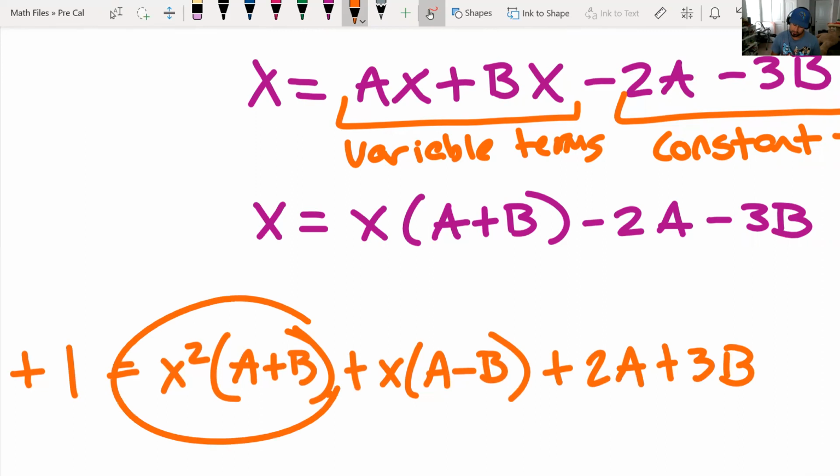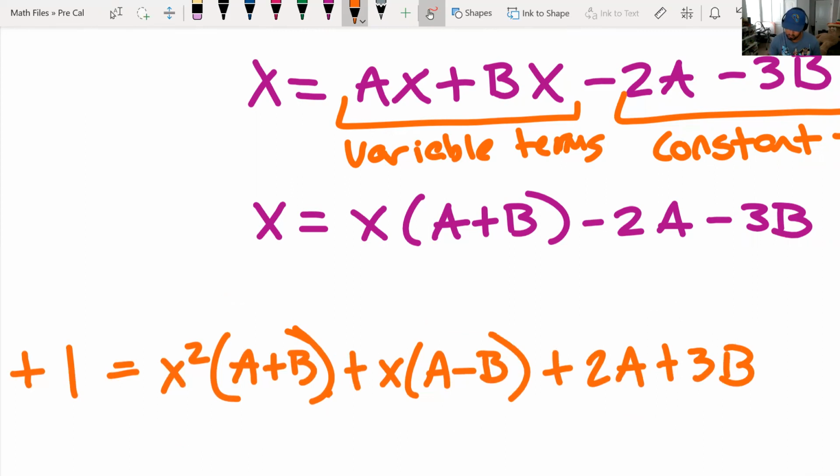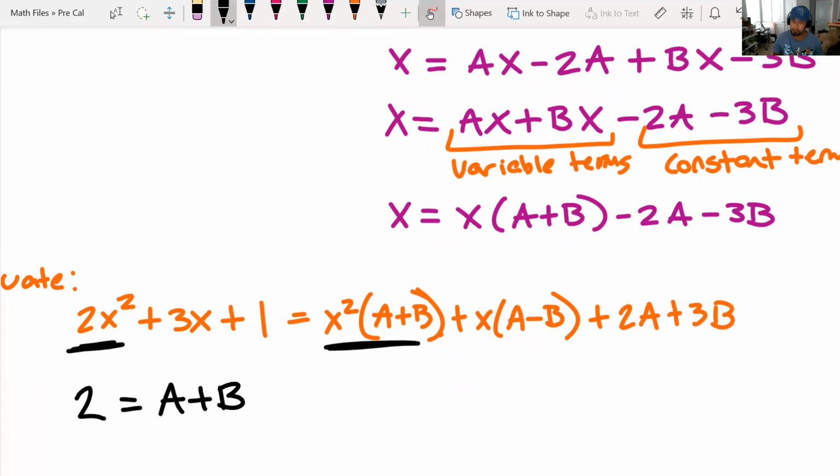So once again, you see that x squared and x are considered my variable terms, and 2a and 3b are considered my constant terms. Now to equate, you look at the left side of the equation and the right side of the equation and see what variables they have in common. So I see an x squared here, and I see an x squared there. So when you equate, you only equate coefficients. So here, the coefficient of 2x squared is 2. The coefficient of x squared times a plus b is a plus b. That's it. That's called equating.